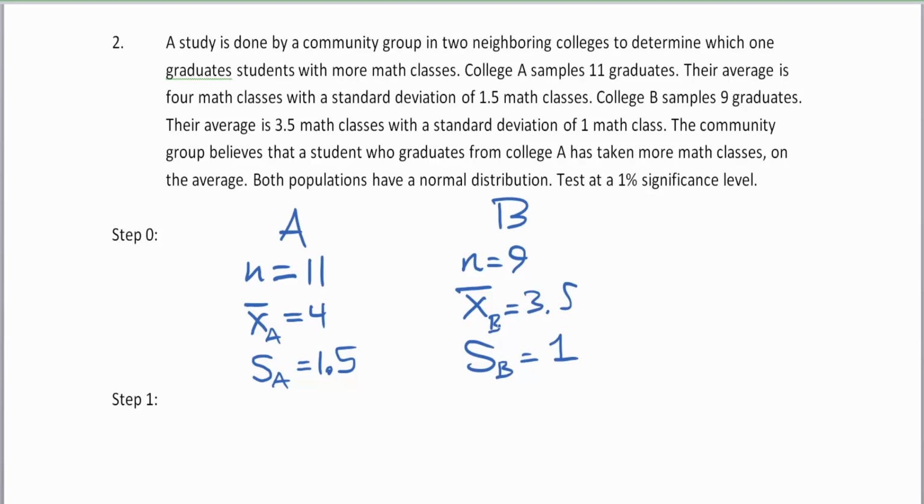The community group believes that a student who graduates from College A has taken more math classes on average. So that means our alternative hypothesis, our H sub A, which you can also write as H sub 1. I think it can be a little confusing, so let's do H sub 1 just because H sub A might get confused with group A over here. So this is our alternative hypothesis: if you go on average to College A, you would have taken more than going on average to College B.